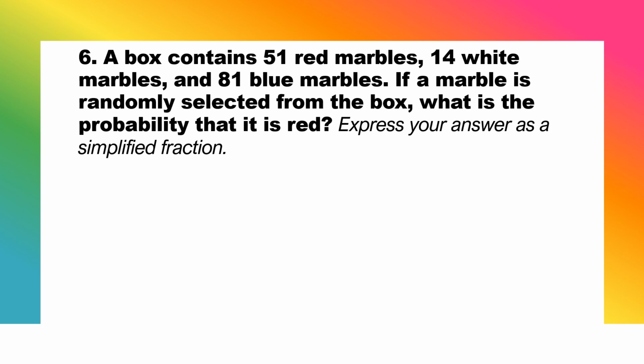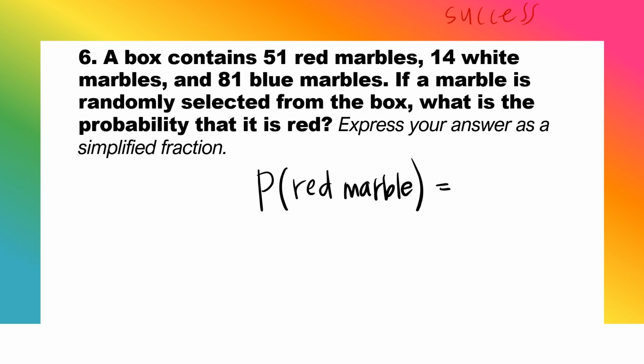All right, now backing off a little bit, giving you an easy one. A box contains 51 red marbles, 14 white marbles, and 81 blue marbles. If a marble is randomly selected from the box, what's the probability that it's red? All right, so express your answer as a simplified fraction. All right, so we're looking for the probability of getting a red marble. We know that that's success over total.